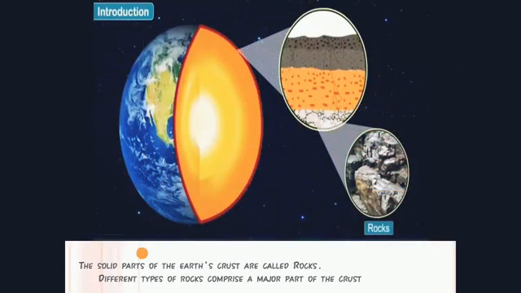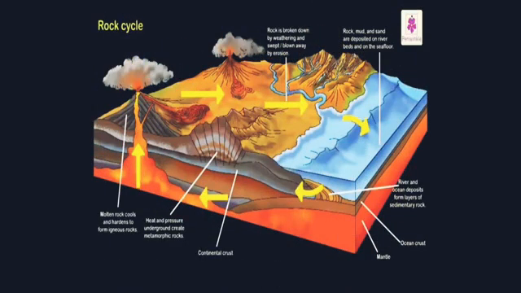The earth is made up of several layers of rocks. The solid parts of the earth's crust are called rocks. Different types of rocks comprise a major part of the crust. Rocks continuously transform between the three rock types in a process called the rock cycle.